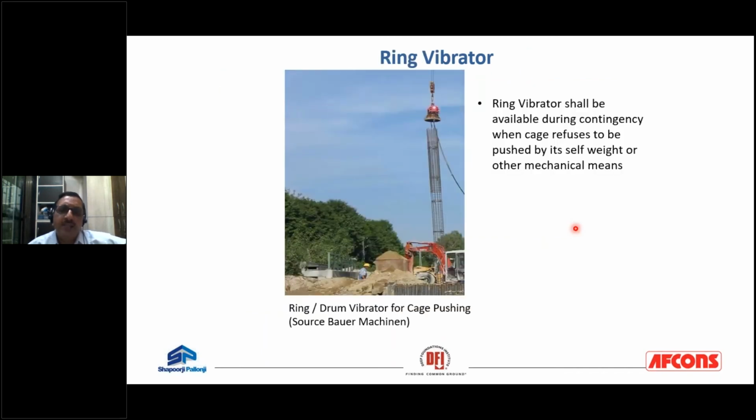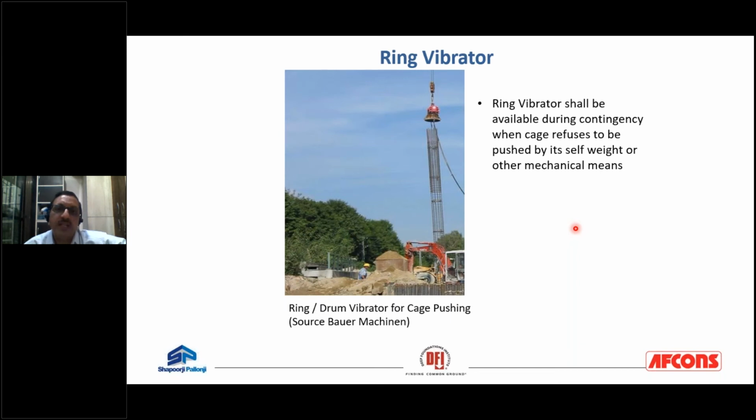In case you find that the cage is not willing to go under its own self-weight, it is always wise to deploy a ring vibrator so that the cage can go into the wet concrete. Once it ceases to go by weight, then you can deploy the ring vibrator to push it into the wet concrete. Generally, the wet mix design of the concrete should be such that the weight of the cage should be sufficient, and the cage should be driven by itself under its own weight.